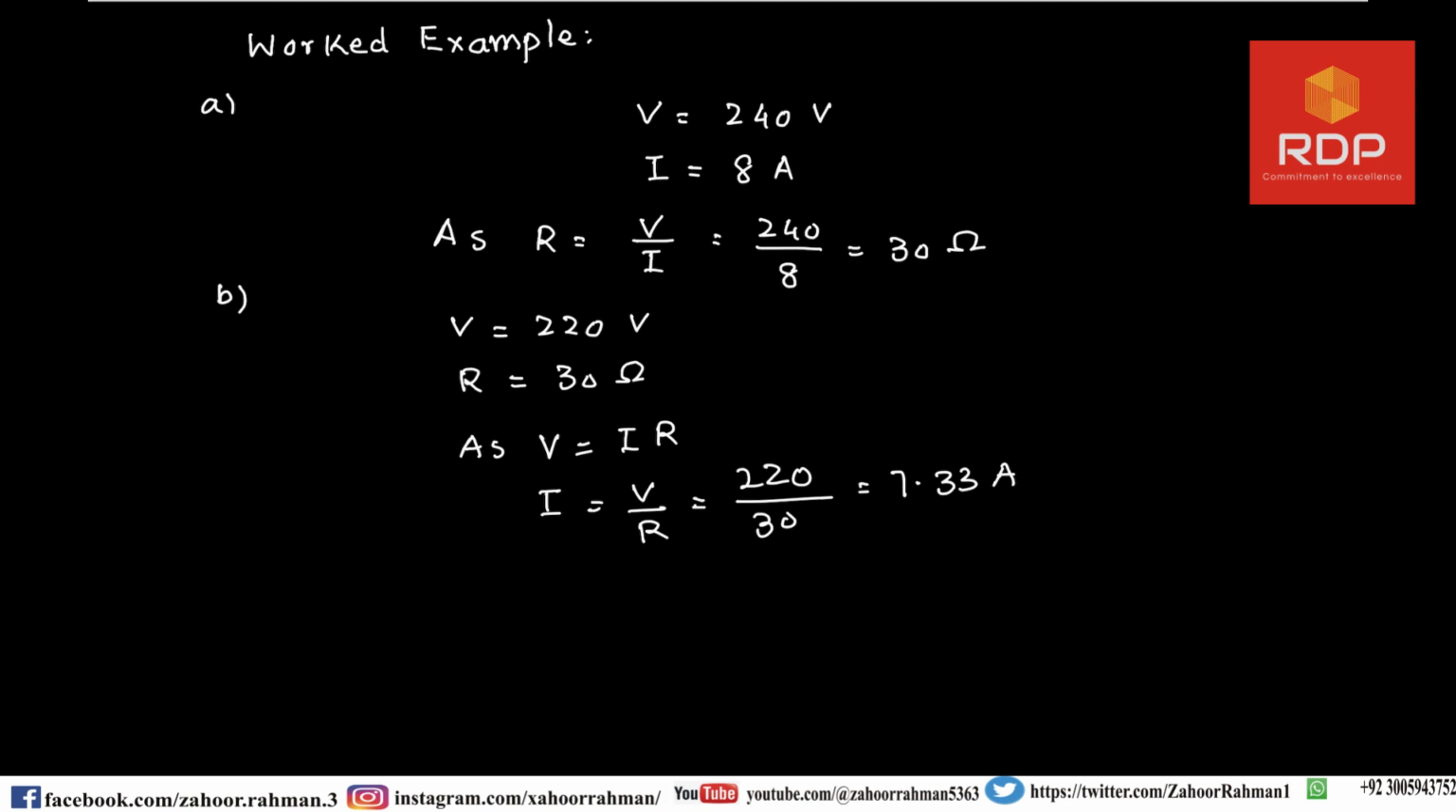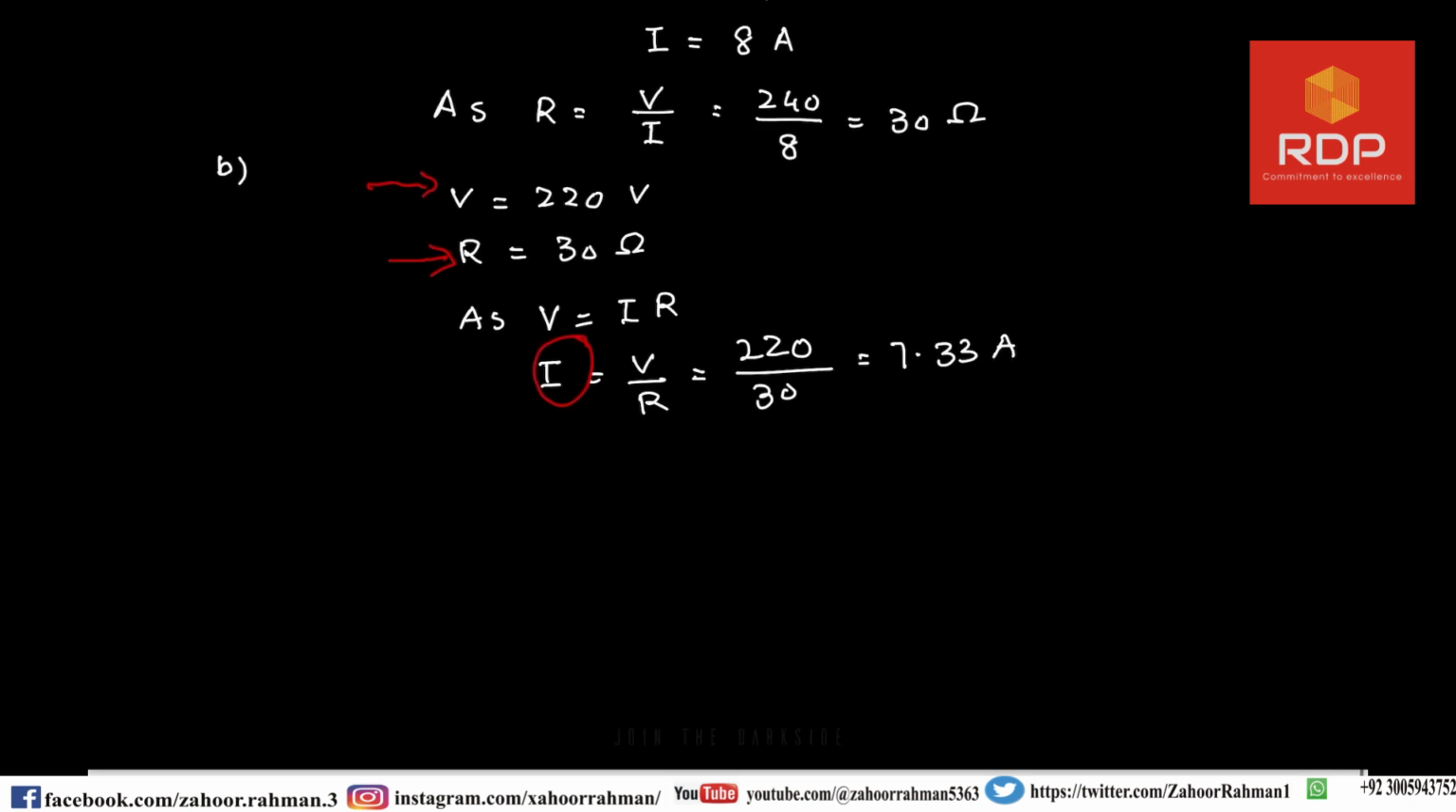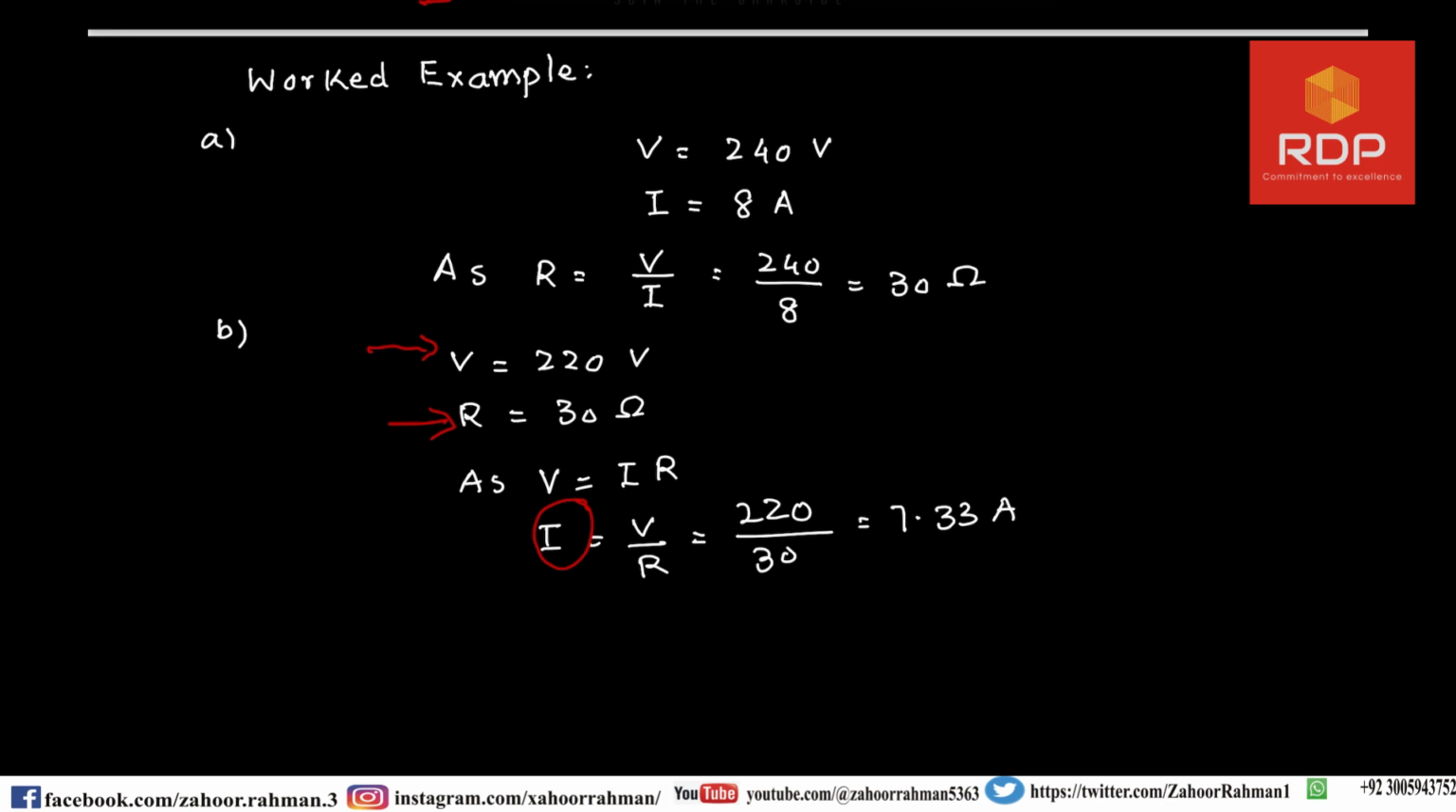In the second case, they ask for the new current flowing through the coil if the potential difference is changed to 220 volts. So I have written 220 volt. The resistance is the same. Now we have to find the new current if the voltage is changed from 240 to 220. So as I is equal to V divided by R, that is equal to 220 divided by 30, and putting the values inside this we will get 7.33 ampere. Tomorrow we will clear more of the concept about Ohm's law.